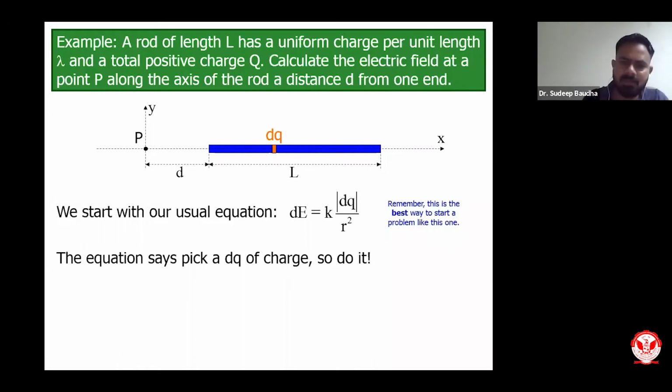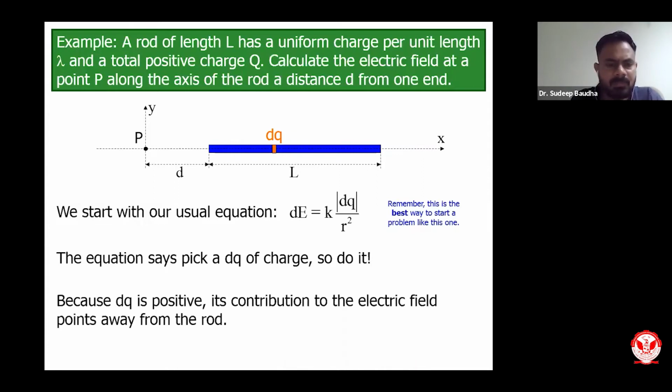So this is the dQ I am picking up. Again, I am not picking up at the exact center or towards the end. I am picking up at a random place in the rod. Because dQ is positive, its contribution to the electric field points away from the rod. In the last case, if you remember, the charge was negative, and that's why the direction of dE was towards the charge. In this case, charge is positive, as you can see. dQ is positive. That's why the direction of the electric field will point away from the rod.